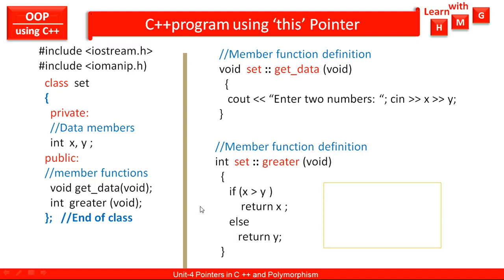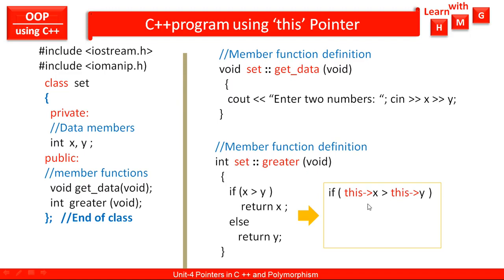Now the same thing can be written using this pointer, because this program we are going to write using this pointer. So this is the place in your program where we can use this pointer, that is within the definition of the greater function. Here I am writing the same if else statement using this pointer. So replace this x and y with this arrow x and this arrow y.